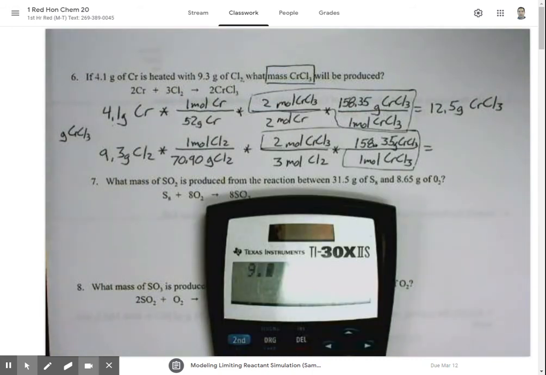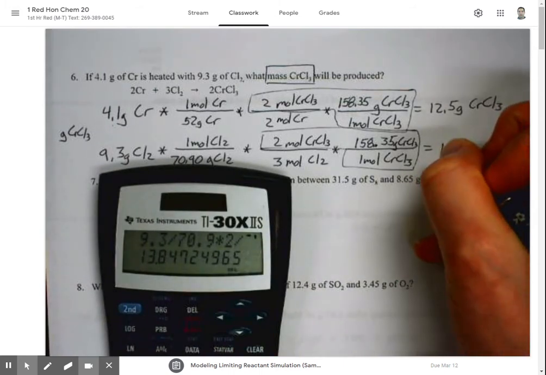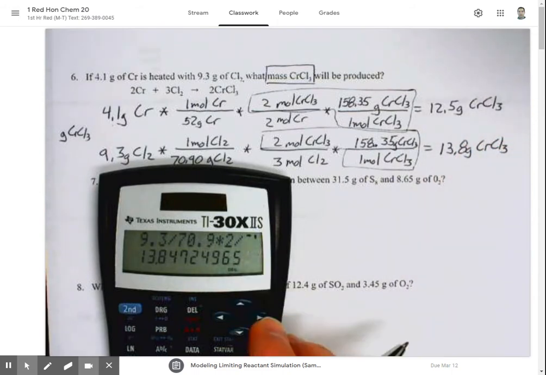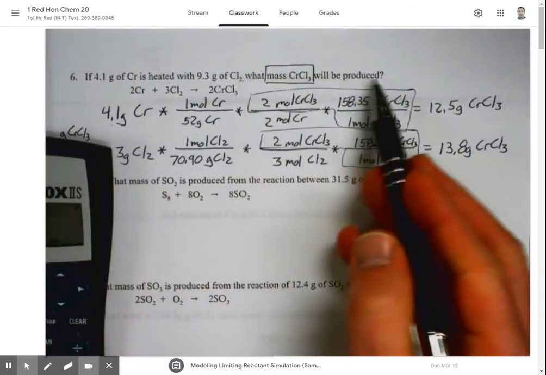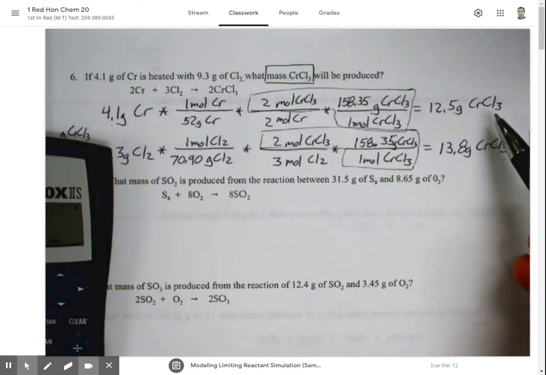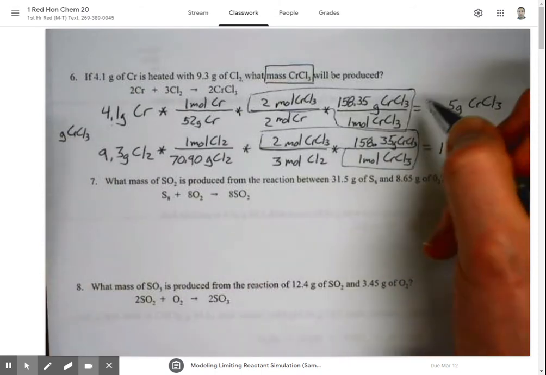So 9.3 divided by 70.9 times 2, because it's in the numerator, divided by 3, and then multiplied by 158.35. And so we get 13.8 grams of chromium chloride. Now, the question is how much chromium chloride is produced, and we have two answers. A lot of people mistakenly think we need to add these together. We don't. Only one of them is correct, and in fact, it's the one that there is less of.